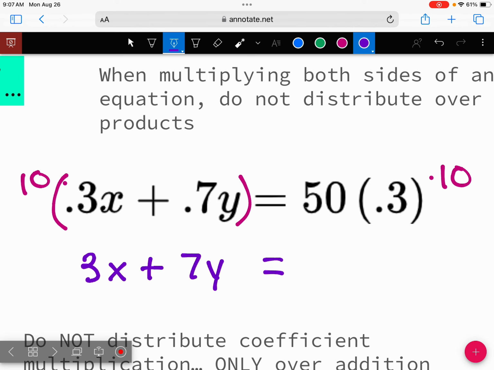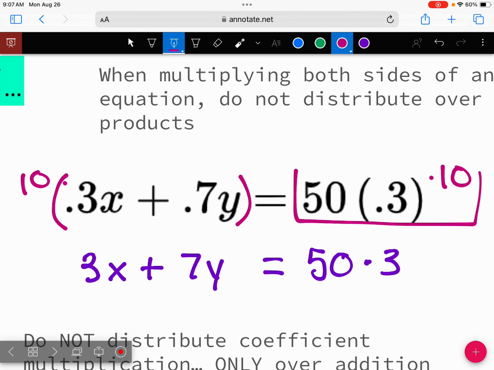On the right-hand side, everything's being multiplied. Don't distribute. 50 times 0.3 times 10. So you can either do it as 50 times 3 or 500 times 0.3. Do not do it as 500 times 3. It is not the same thing. When it is all being multiplied, it's just being multiplied. Do not distribute. I had a lot of people do that.